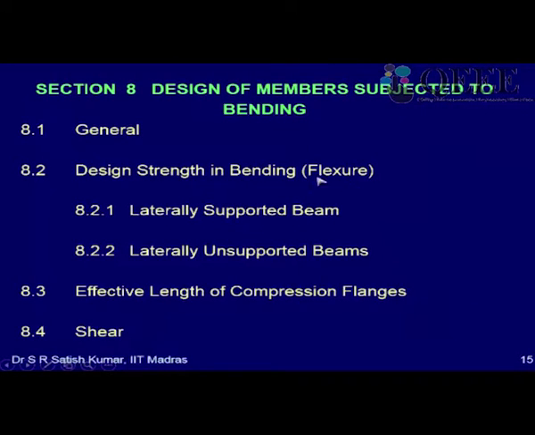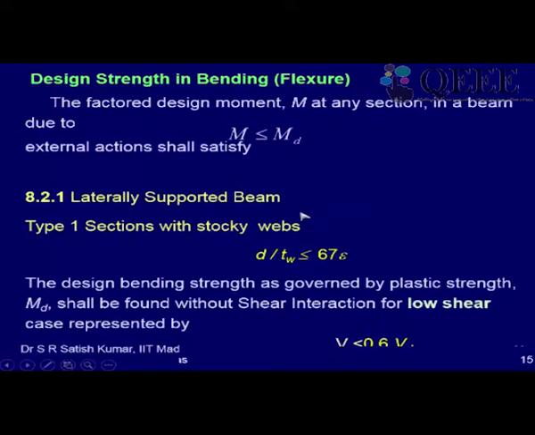So for these beams, Section 8 of the code tells you how to calculate the design strength in bending as per 8.2.1. That's what we are going to see now. Clause 8.2.1 basically reads like this: the design strength in bending, or the factored design moment. In limit state design, we take the bending moment under working loads, multiply it by the load factor, and we get the factored design moment M.